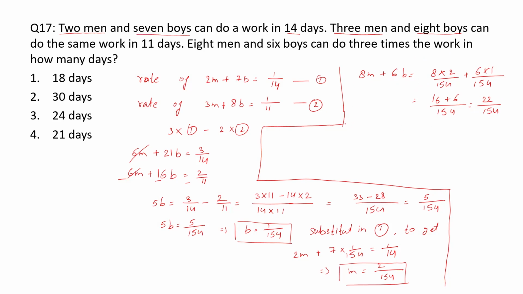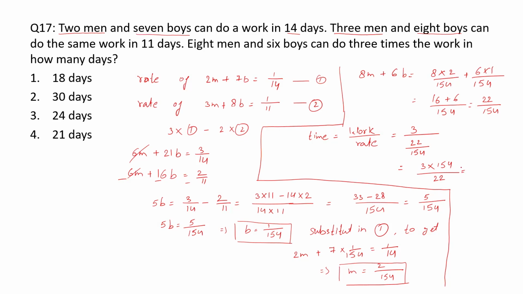You know that they are asking for time. So time is equal to work upon rate. Work is 3 times, so 3 upon rate. The rate is 22 upon 154. So it is 3 into 154 upon 22.